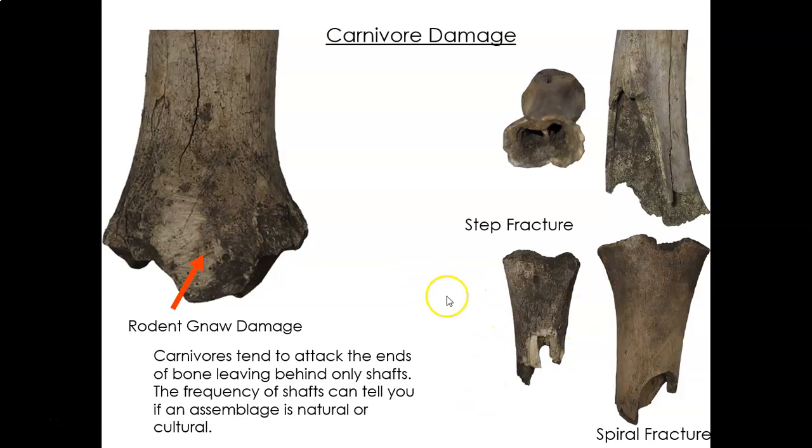So sometimes the frequency of shafts in an assemblage can suggest if it's natural or cultural, so that's why it's important to look at whole versus complete elements. A lot of complete elements being left behind, particularly in the hoofs and the feet, parts of the animal that we don't necessarily consume, would be different than what we'd see in a carnivore assemblage, where there's lots of gnawing and breaking up of teeth or of foot bones and stuff like that.